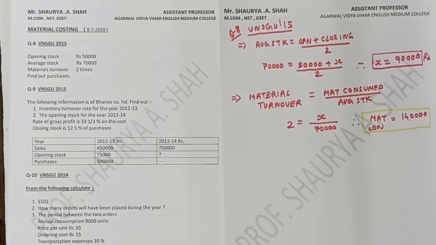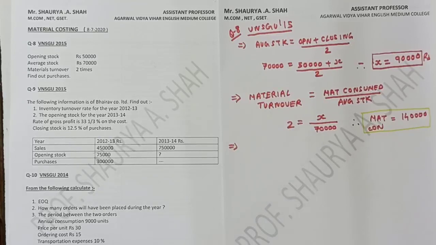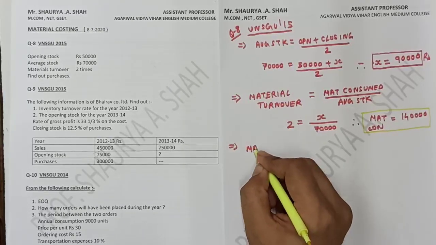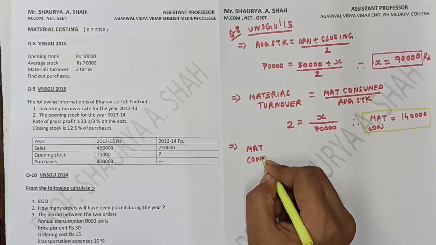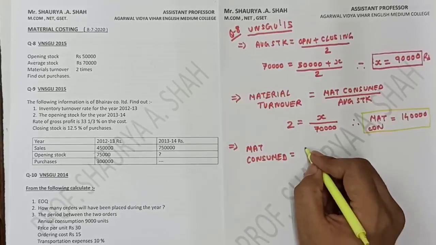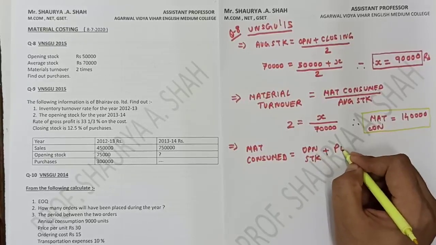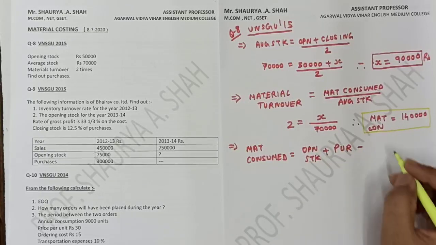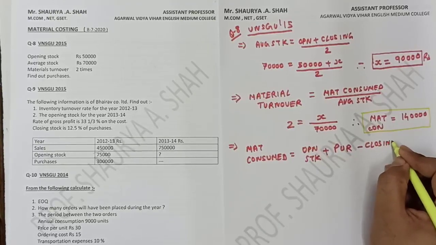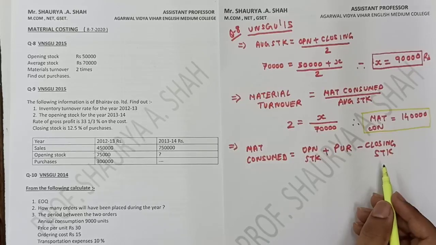Now you have got material consumed. Now you have got opening stock, closing stock. What you need to do is find out the purchase, right? So what is the formula for material consumed, students? Just write down material consumed. Logically, if you see, a certain opening stock of material I'll be having, plus I will do purchases during the year, less a certain closing stock of material I'll be having with me. So opening plus purchase minus closing stock.